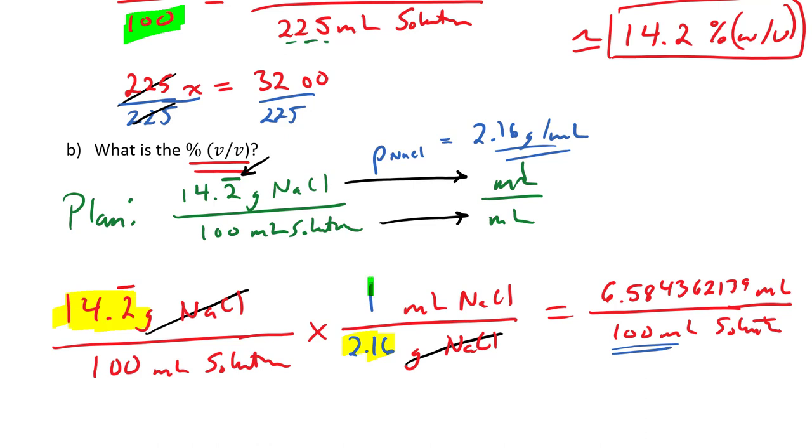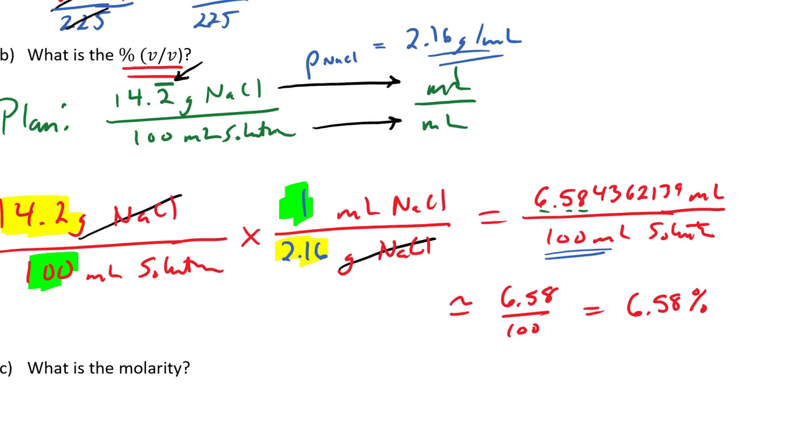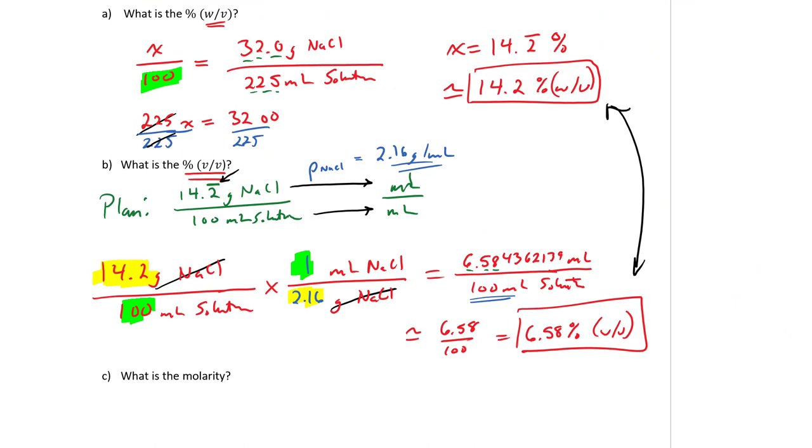Significant digits now. Exact number. We have 3 and 3. We'll round this off to 3 significant digits. This would be 6.58 over 100, which is equal to 6.58%. It's percent. Volume by volume. Final answer. Now notice, it's exactly the same solution. We're talking about a percent concentration. One is percent weight by volume. The other is percent volume by volume. Notice the large difference there. So that's why it's very important you are very clear on your units.